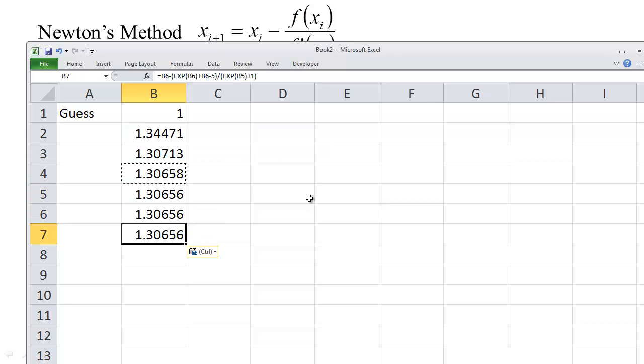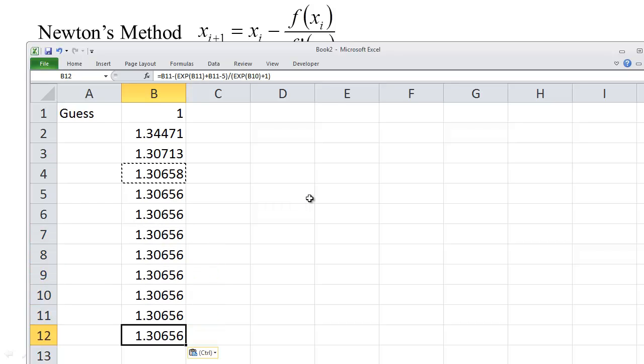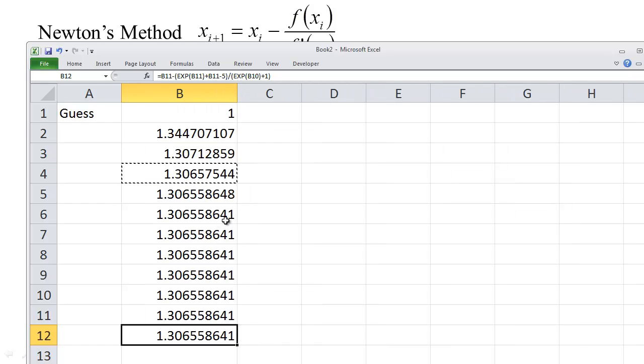As I keep pasting them down, notice that the guesses have converged to the answer. So we've found the solution of this equation. Well, we found an approximation to it. You can see that that approximation appears to be accurate back quite a few decimal places: 1, 2, 3, 4, 5, 6, 7, 8. It's good to 9 decimal places and maybe even more. That's all that Excel happens to be displaying to me.